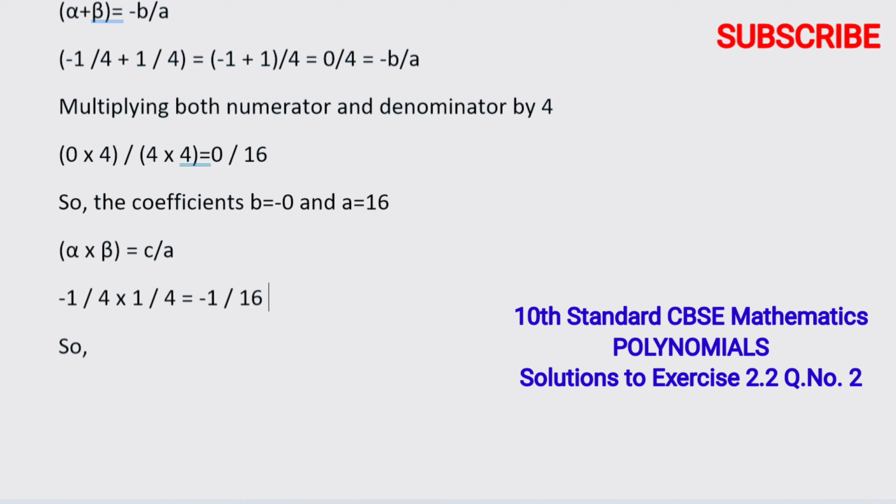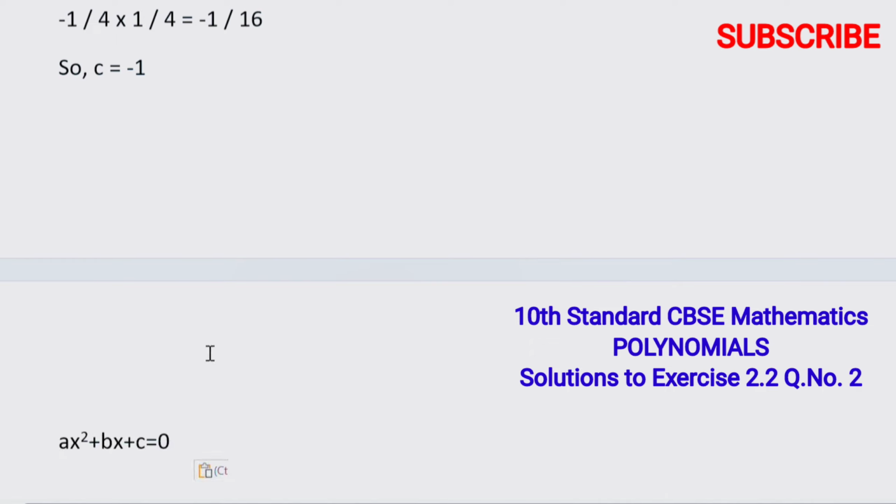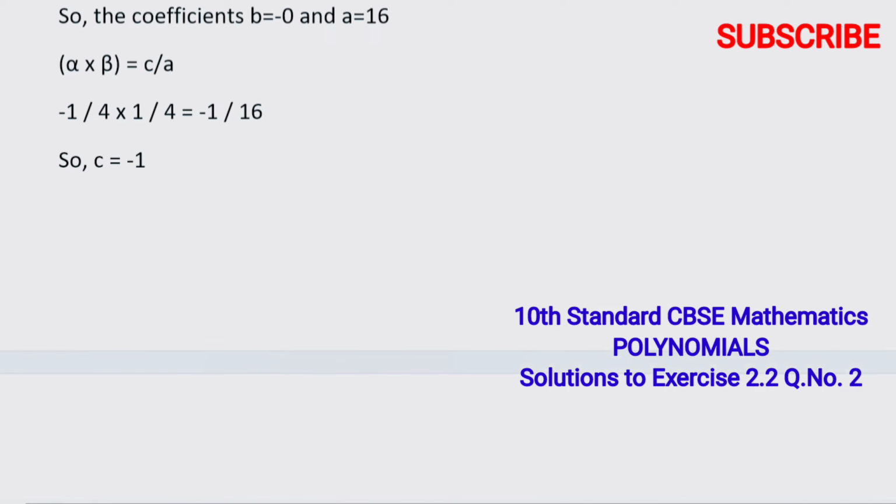So in this case also, a value of 16 is there. The sum of alpha and beta is 16, and the product of alpha and beta is 16. So we have tried to match it. Here the value of c equals how much? Minus 1. Now we have to add these values into x square plus bx plus c.